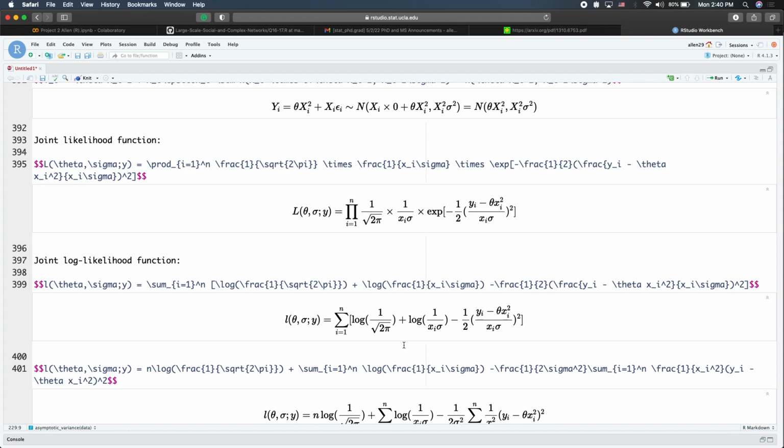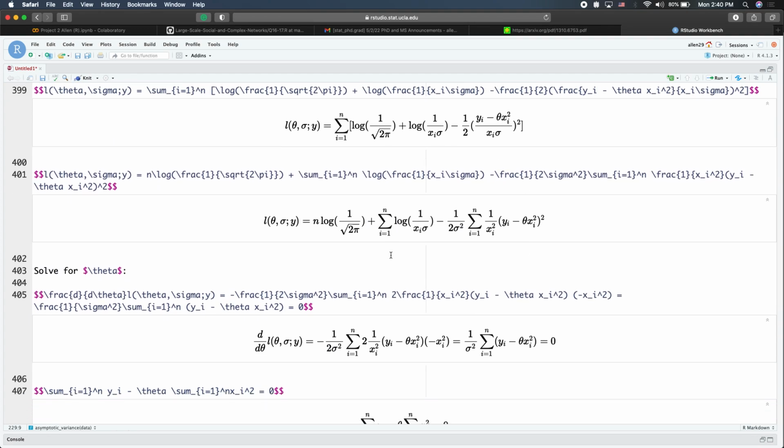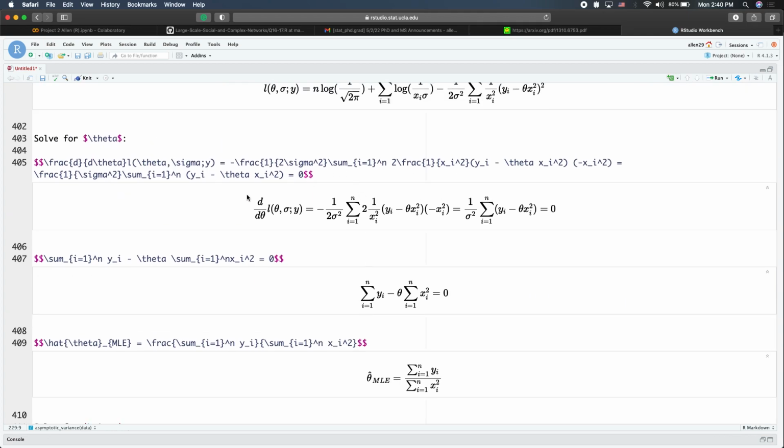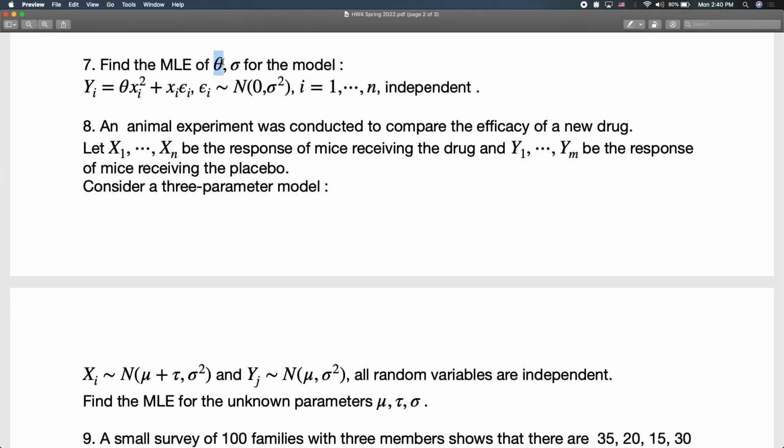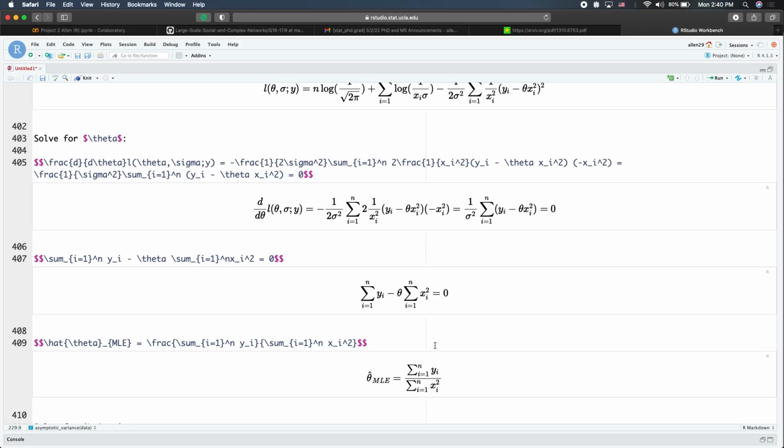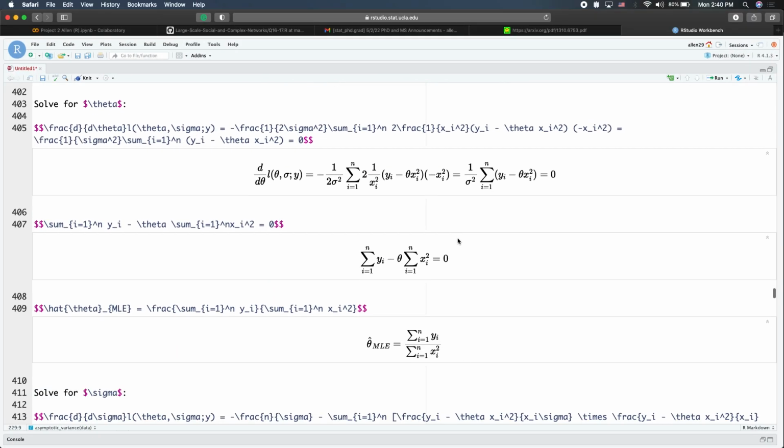The log of a product is the sum of logs, and we simplify it to this. Take the derivative with respect to the first unknown parameter. We have two, so we first work on theta. Set it equal to 0, and we can find that the theta MLE is equal to this. You should solve for the parameter until it can be expressed fully by the data points that you have, so there's no unknown on the right-hand side. So this is your theta MLE.